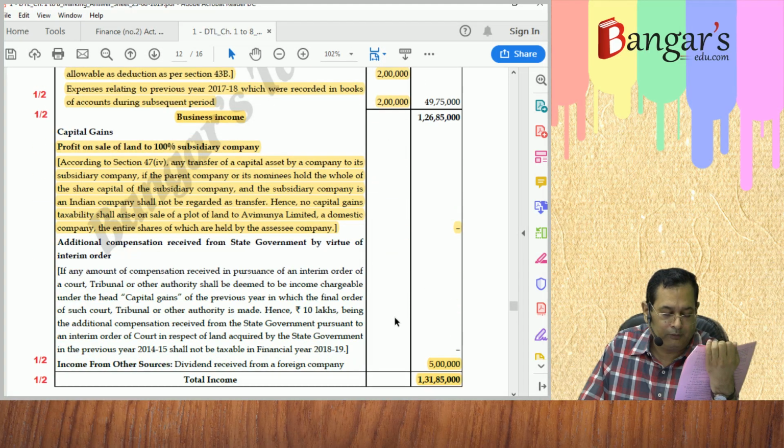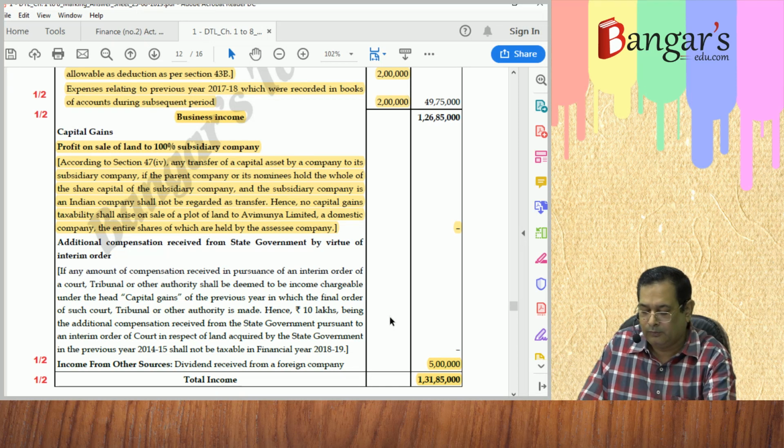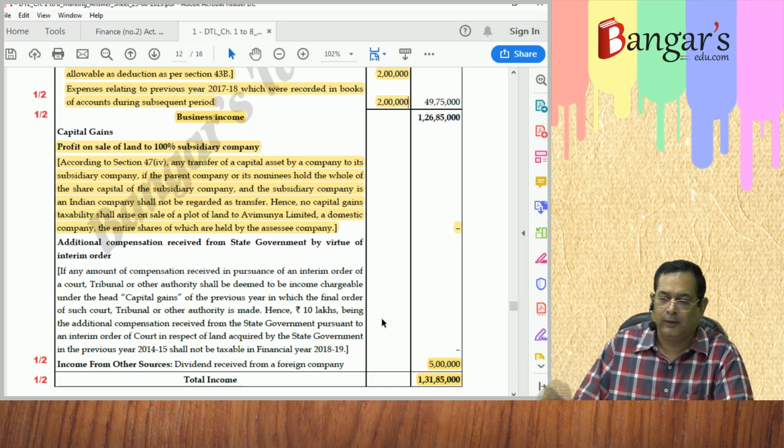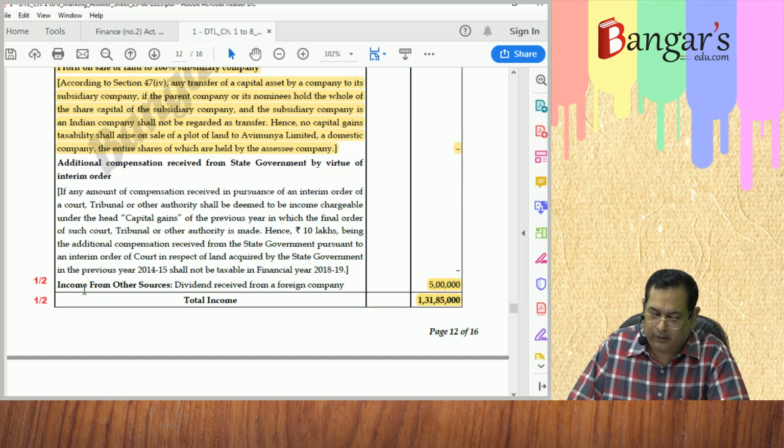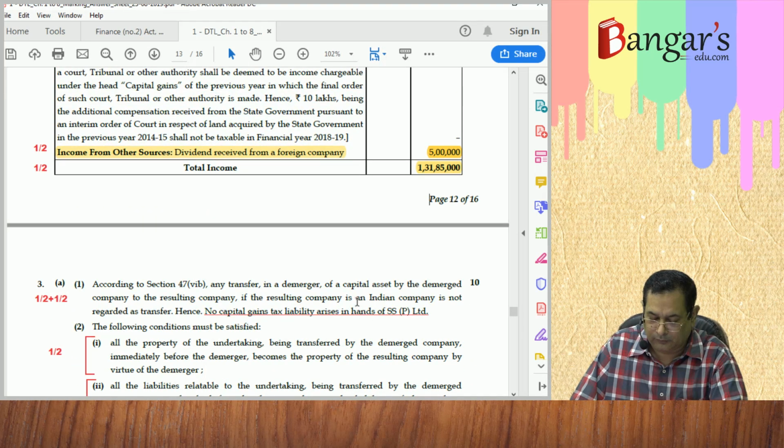Then capital gains we have already discussed. Nothing will be taxable on that account, on this transfer to subsidiary as well as the award, since the same has not been finalized. And income from other sources will be taxable, and the total income will be 1 crore 31 lakh 85,000 rupees.